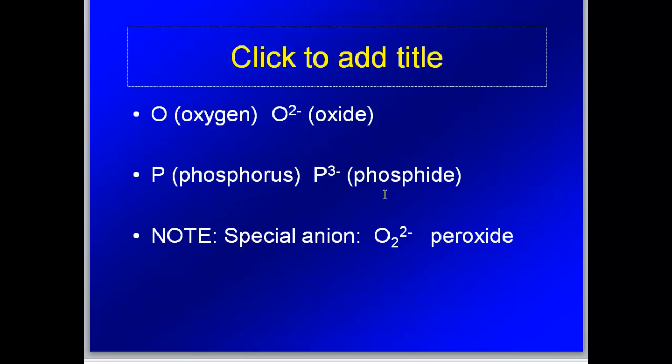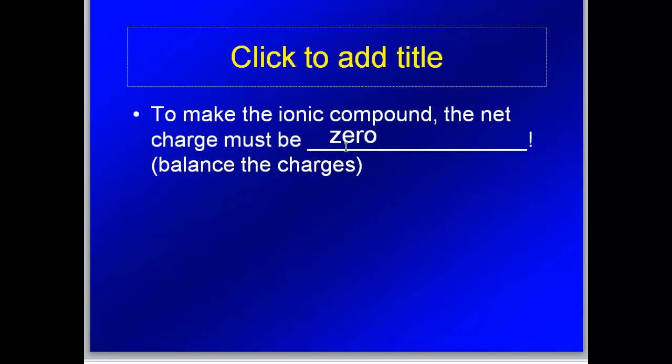Phosphorus becomes phosphide. Okay, we do have this special one, peroxide, but this peroxide really only shows up with a group 1. This only reacts with your group 1 alkali metals. So I could have a sodium peroxide, a lithium peroxide, a potassium peroxide. This is pretty rare that this peroxide is going to show up, but just know that it can kind of poke its head up sometimes. The other thing we've talked about again and again, you must have that net charge of 0. Again, balance the charges. Balance the charges.